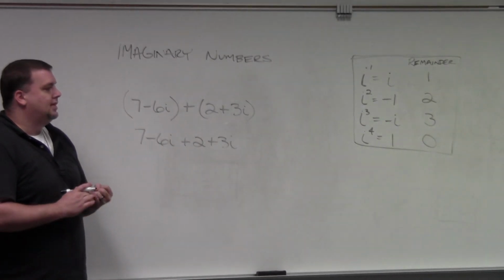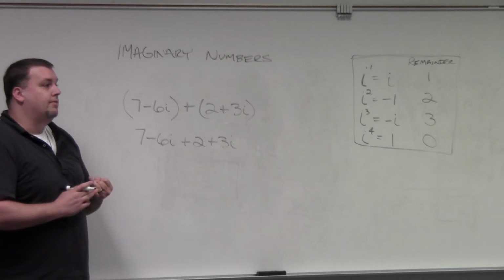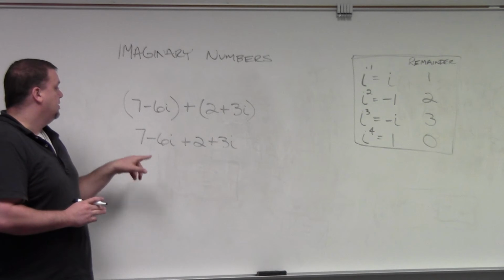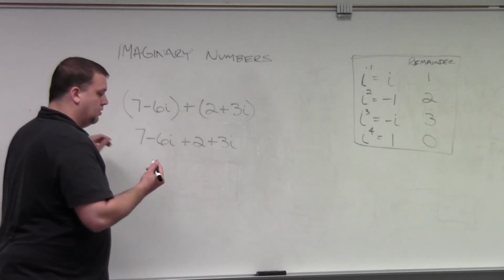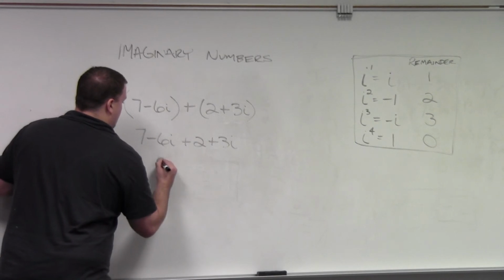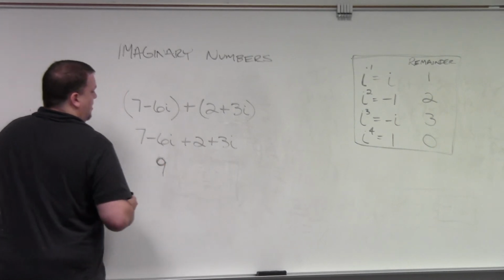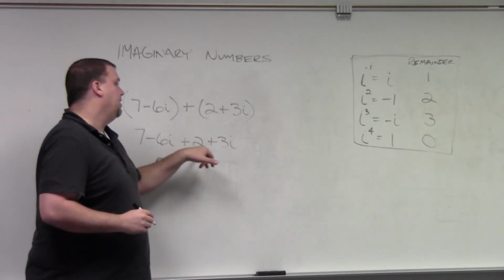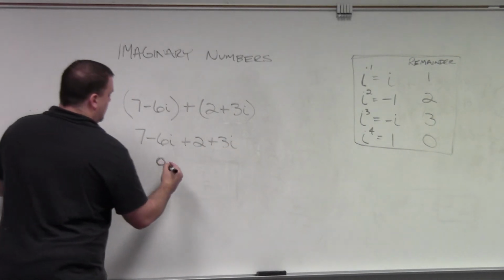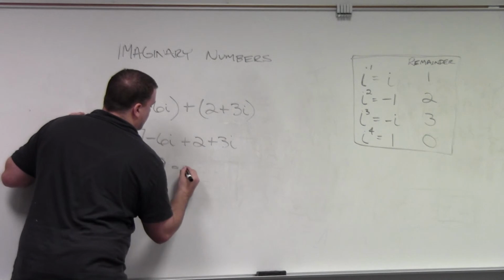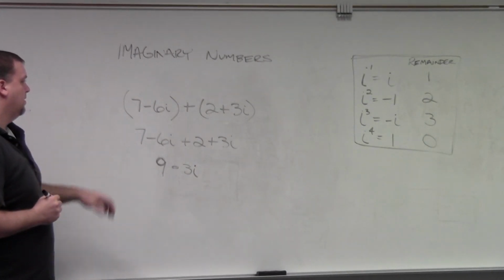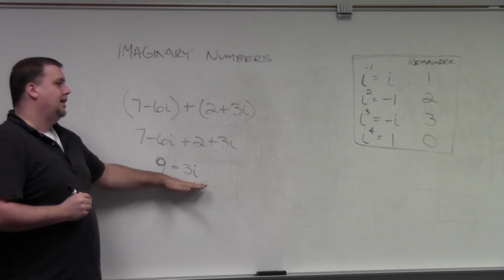With complex numbers, you just add like terms. You can only add real numbers together. You can only add imaginary numbers together. So 7 plus 2 is what? 9. And then I have negative 6i plus 3i. Negative 6 plus 3? Negative 3. Just make sure you have the i with it. And that's how you add complex numbers.